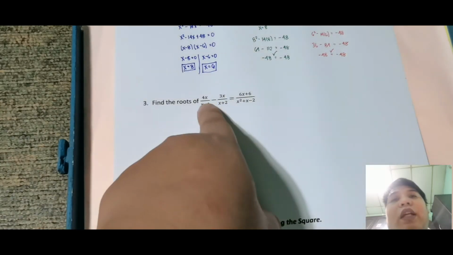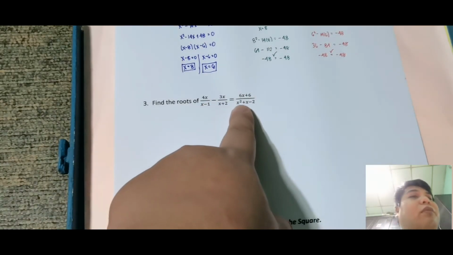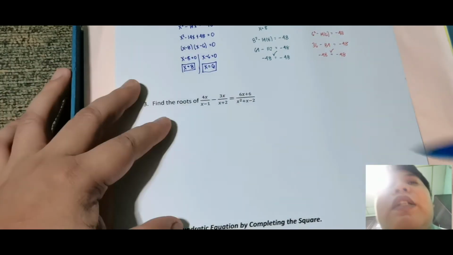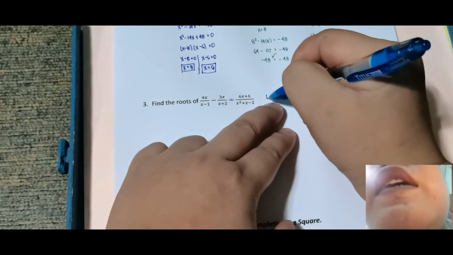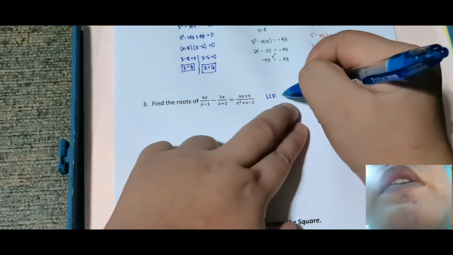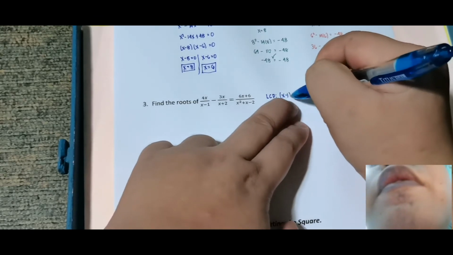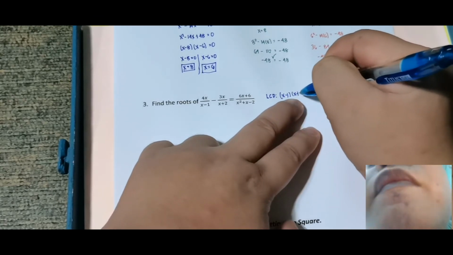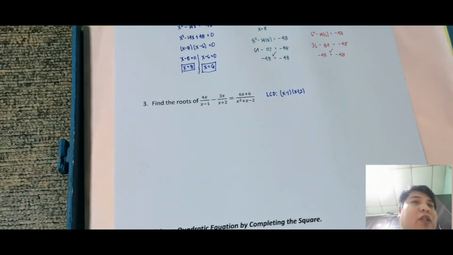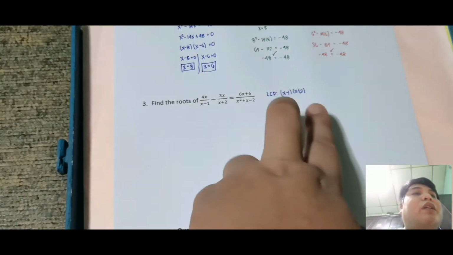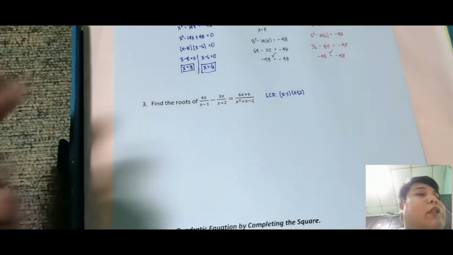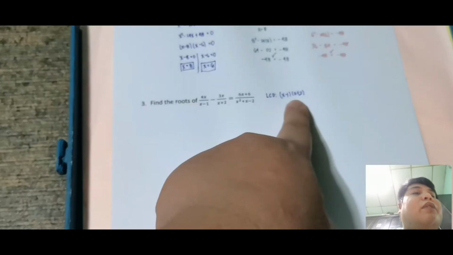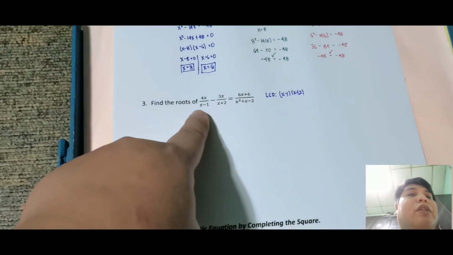So, in this case, x minus 1, x plus 2. Yung x squared plus x minus 2, ito din yan, yung dalawang yan. So, ang LCD dito is si x minus 1, tapos si x plus 2. Skip ko na yung method na yun. Ang gagawin ko na lang, i-multiply ko na siya by term. So, una ito, x minus 1 times x plus 2.